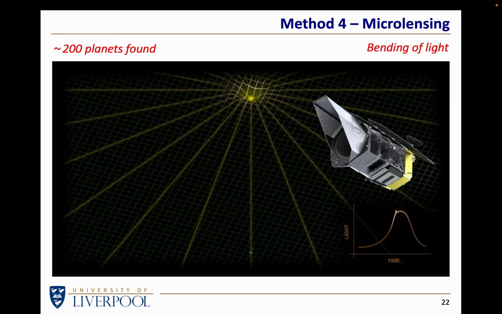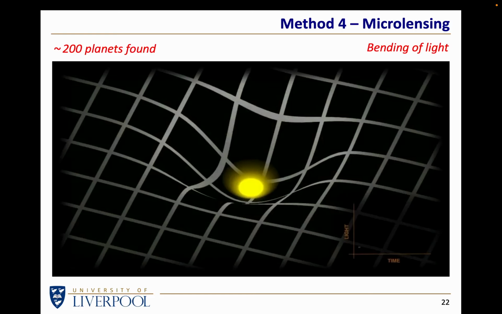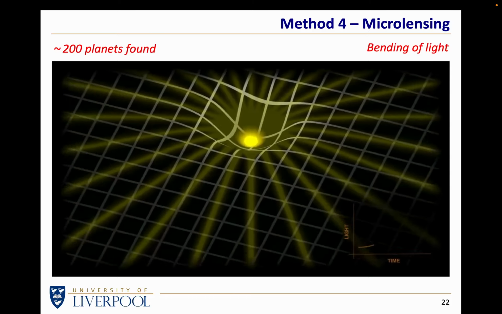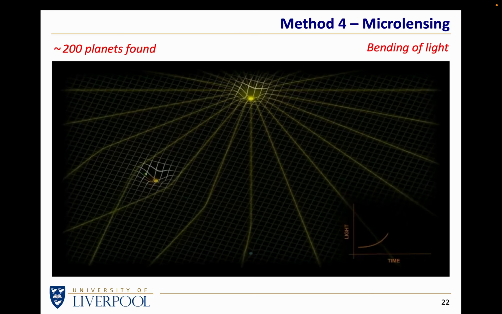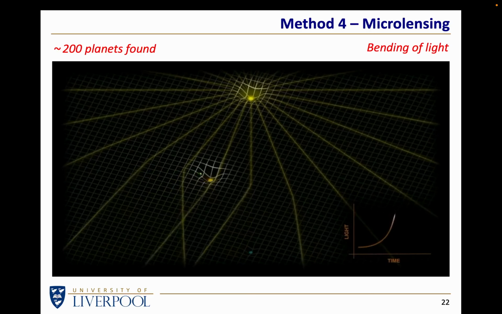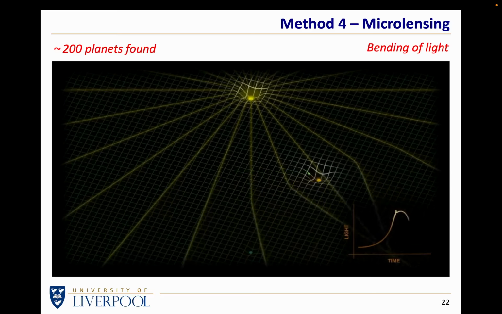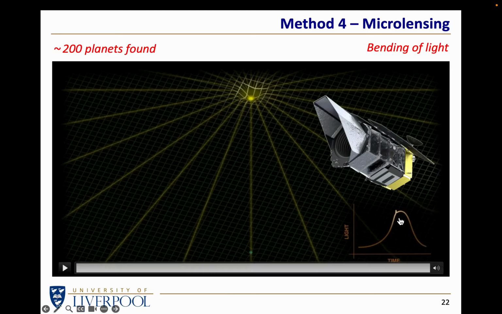If I run that again, because it's only a short video, as a star moves in front of a more distant star, it can actually focus by bending the light around it and so increase the intensity of light received at that particular point. And if the star that happens to be moving in front of the more distant star happens to have a planet around it, then you can see there in the bottom right that we might get a little blip.